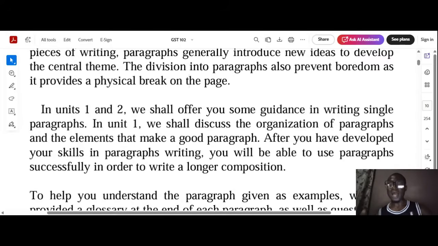So after you have developed that, we'll do a lot of practicals. I'll be giving you a whole lot of assignments in this course. So be ready, and you must submit assignments. It's very important. There will be a lot of assignments in this course, and you must submit them.